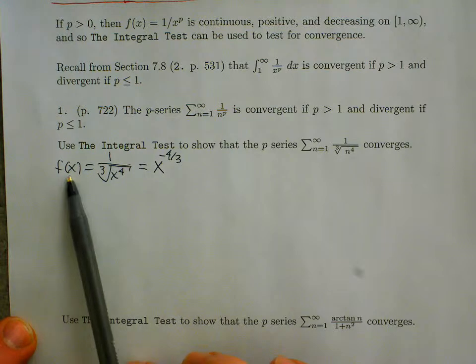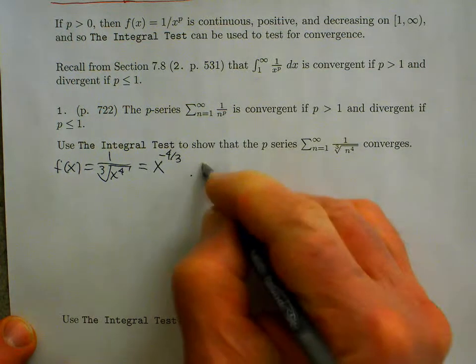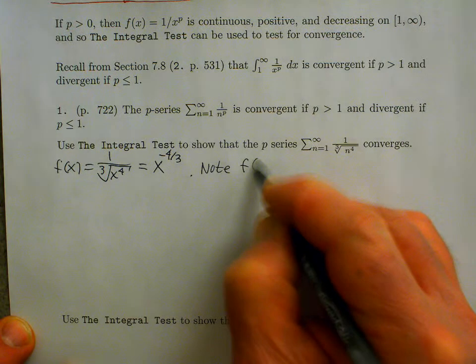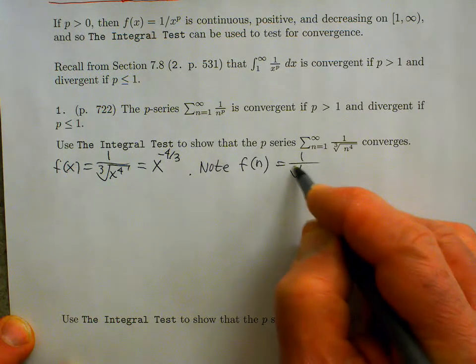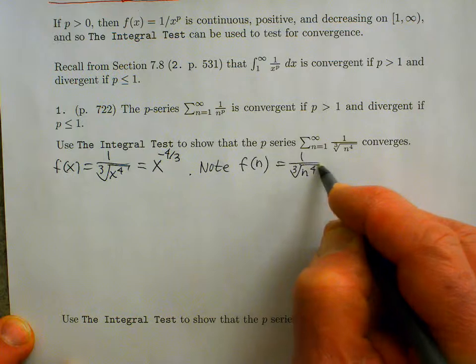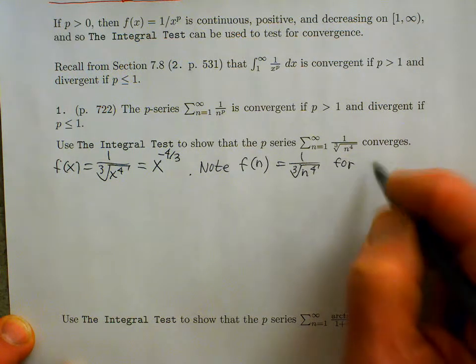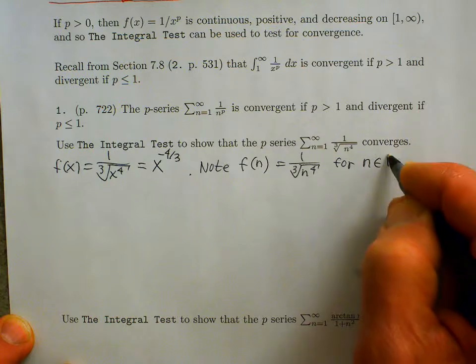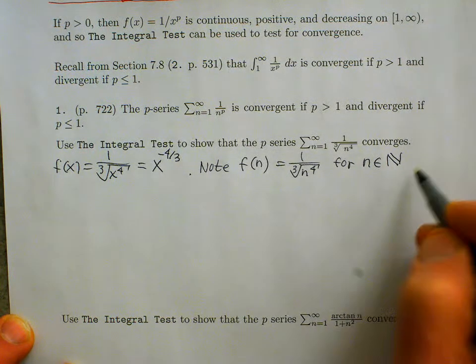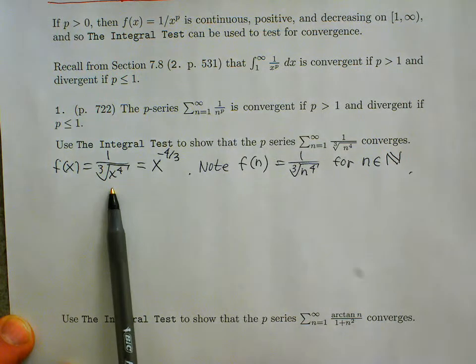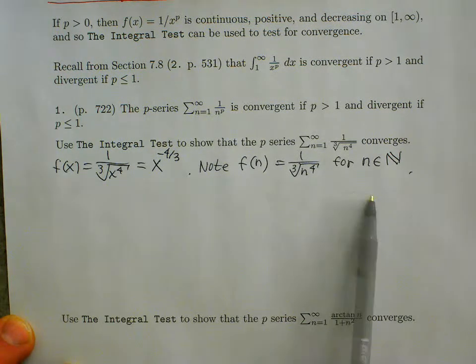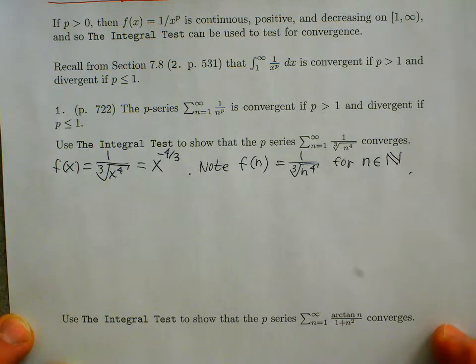So this function f of x, we note that f of n is equal to 1 over the cubed root of n to the 4th for natural numbers n, or for positive integers n. We also note that the function f is continuous and decreasing, and it's positive on the interval from 1 to infinity. So it satisfies the conditions for using the integral test.